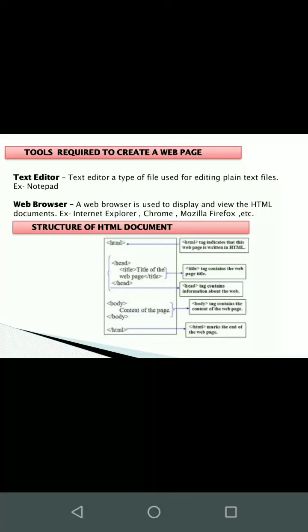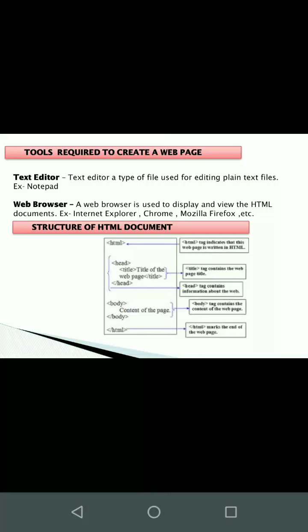Tools required to create a web page. For creating a web page, we require a text editor. A text editor is a type of program that is used for editing plain text files. For example, Notepad. Next, we require a web browser. A web browser is used to display and view HTML documents. For example, Internet Explorer, Chrome, Mozilla Firefox, right?